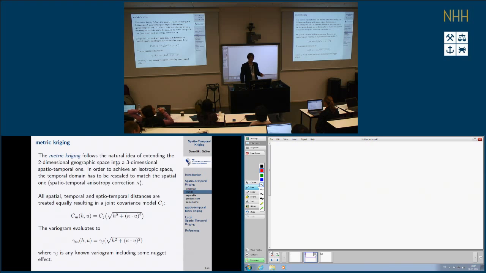That's a metric model, so the variogram model down here uses just a distance. It's the Pythagoras distance of the spatial distance, and the rescaled time, where kappa is our anisotropy value, like days per kilometer, times the distance in days. And this gives us a distance that looks purely spatial.